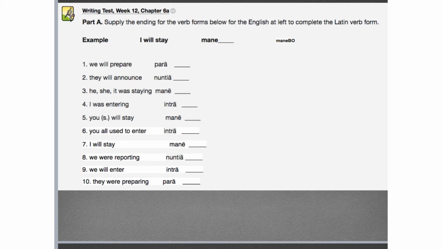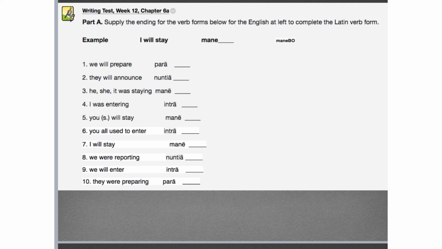All right, here is the writing summative. So here you're just supplying the endings for the forms that are left. Some of these we've already done, right? This is exactly what we saw earlier in the video. So we will prepare, they will announce, etc. I'll do number 3 and then leave the rest for you since I've already done 1 and 2.